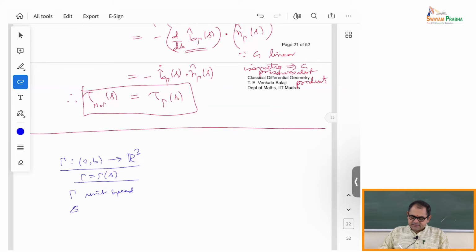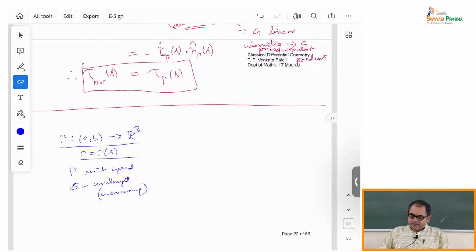Okay, s is increasing arc length. Now once you have this curve, you want to associate to it the curvature and the torsion. So first of all, you associate the curvature, you get k gamma of s. This is the curvature function.